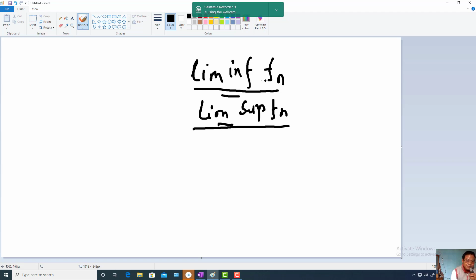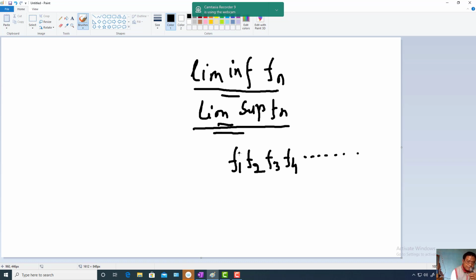That function is called limit infimum fn, and another function is called limit supremum fn. So this is one way of defining limit supremum and limit infimum. Next, just think about f1 is here, the sequence f2 is here, f3 is here, f4 is here, and it goes on up to infinity.